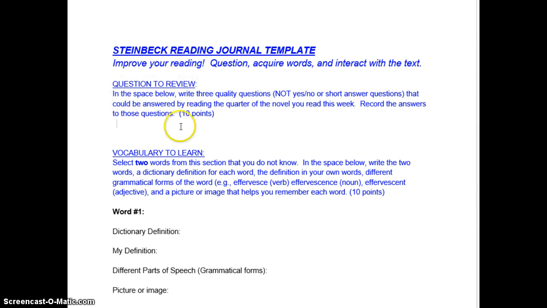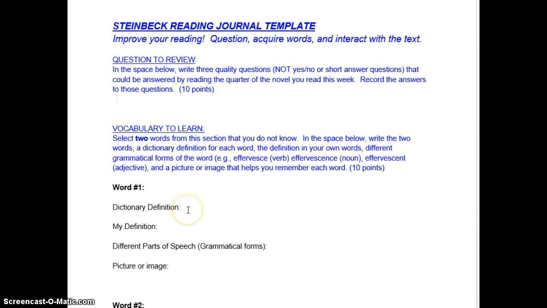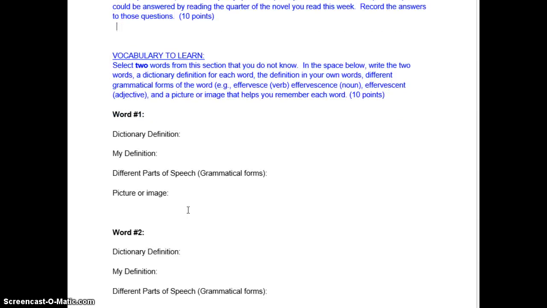If you can ask the questions and answer them over the text that you read, then you probably have got a pretty good handle on what happened in it. So think of this as making a quiz for yourself over the section you've read. This section of vocabulary hopefully is fairly straightforward. You're going to choose 2 words that are unfamiliar to you, words that you don't know. Provide a dictionary definition. You can get that on an online dictionary, and then just put that in your own words here. Different parts of speech.